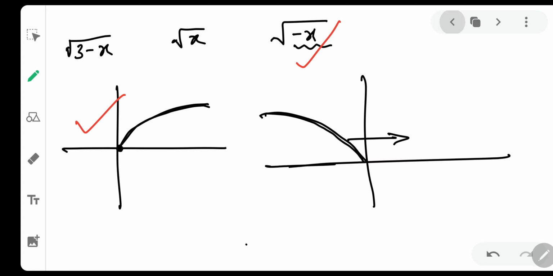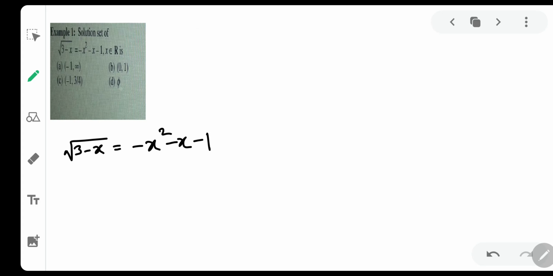Now let us check the options. No solution is marked in option D, so the correct option is option number D, which is the right answer for this question.